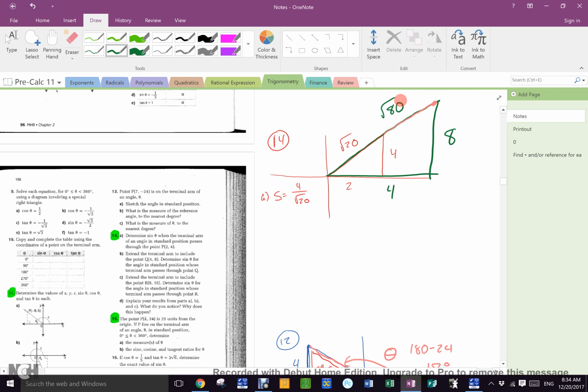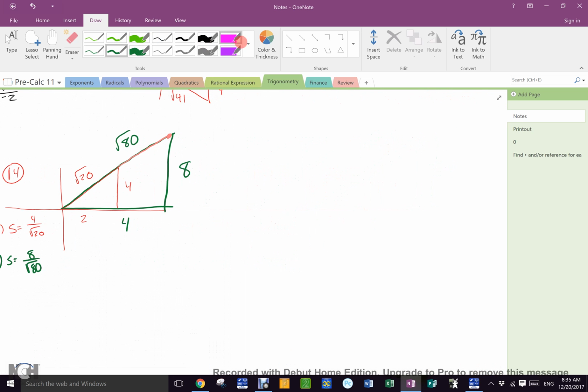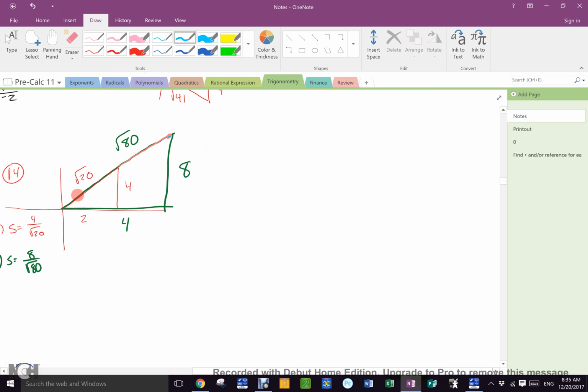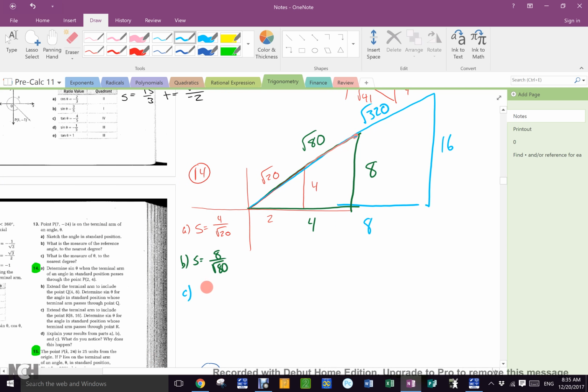Everybody agree? So what is the sine for B? What's the sine for B? 8 over root 80. C, go up to 8 and 16. Choose a third color. Let's go blue. So now I'm going up to 8. I lie. 8 and 16. Making this what? 16 squared is 256. Plus 64 is 320, right? Root 320. Now you guys should be seeing a pattern here. C is, sine is 16 over root 320.